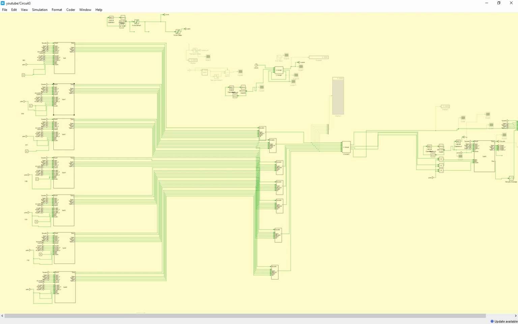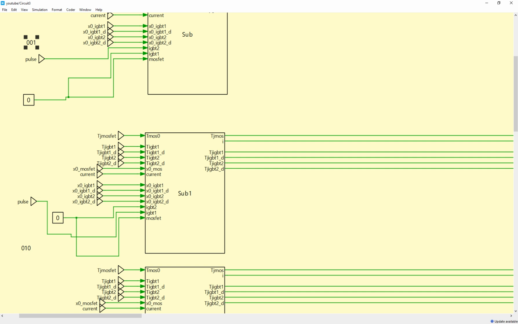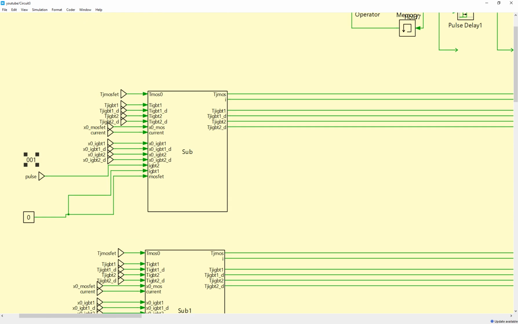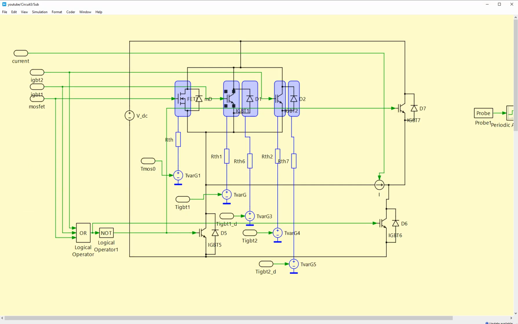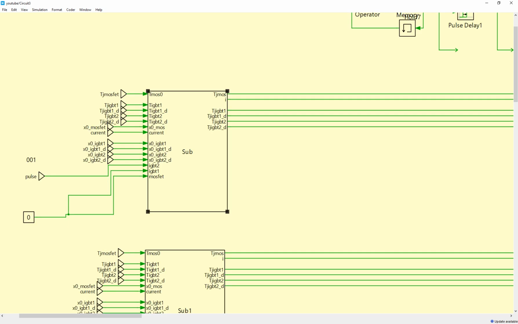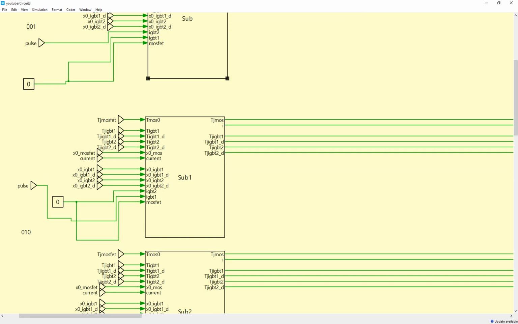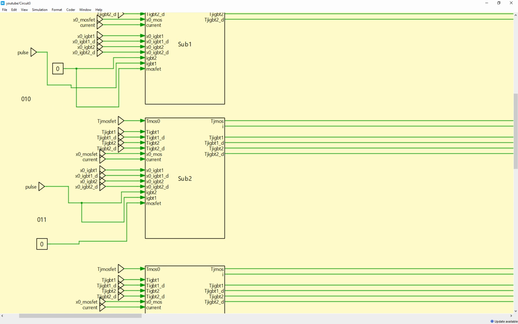For example, this configuration at the beginning is 001, meaning that I only activate, I think here, IGBT2. So that means the MOSFET is off, this IGBT is also off, and the only device which is activated is this IGBT. So I call this state 001. Then, pretty similarly, the next state is 010, which means that the other IGBT is activated, and the MOSFET and the last IGBT are off. Or 011 means that both IGBTs are activated.